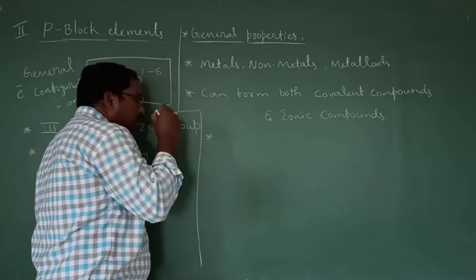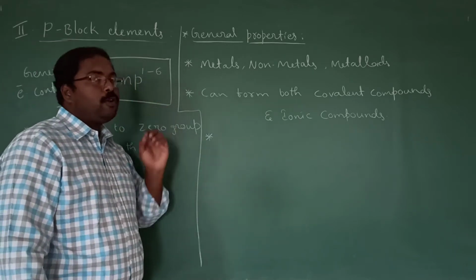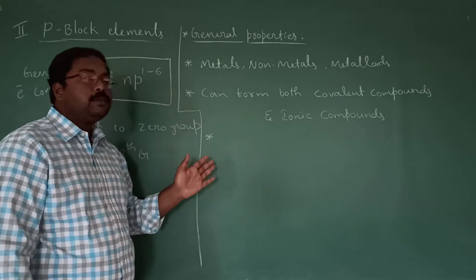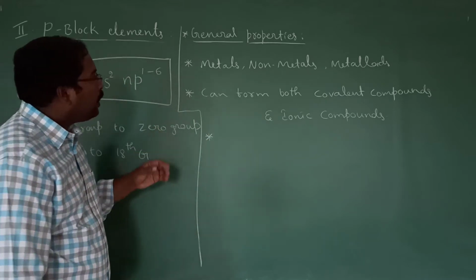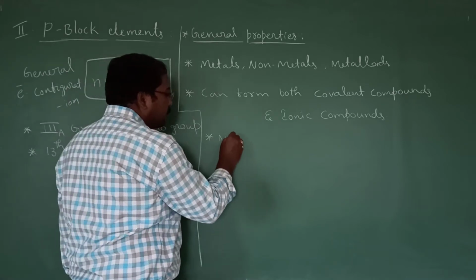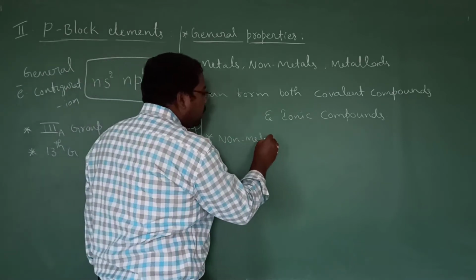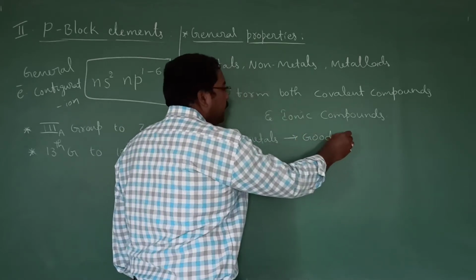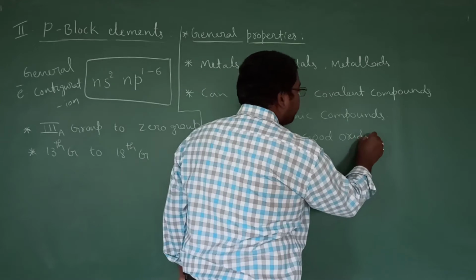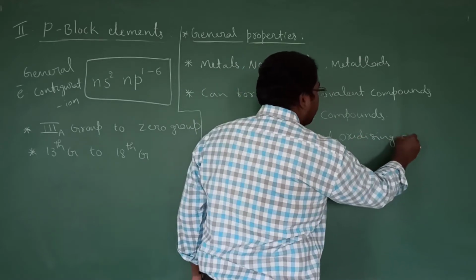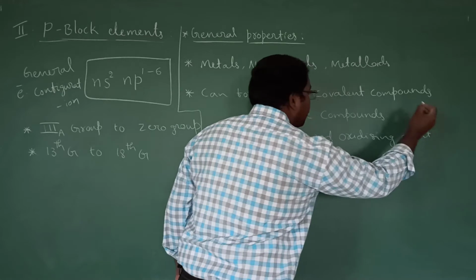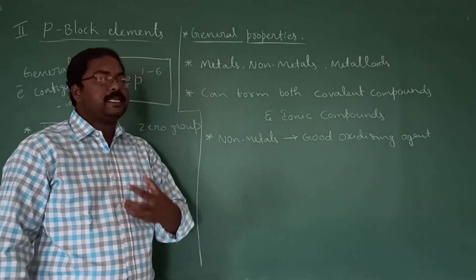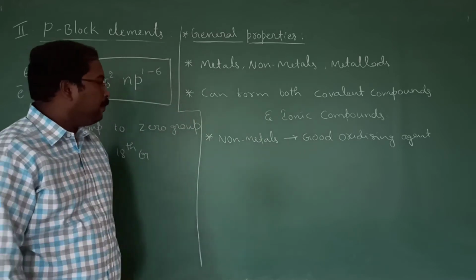In the previous case, we discussed that s block elements are highly electropositive elements. They act as good reducing agents. But coming to the non-metals in the p block, they act as good oxidizing agents. Okay? These non-metals in the p block act as good oxidizing agents, meaning they oxidize other elements easily.